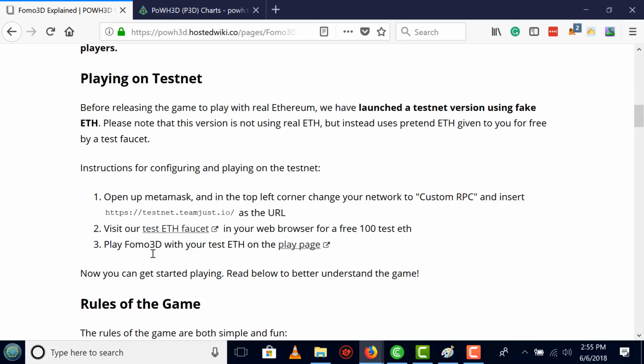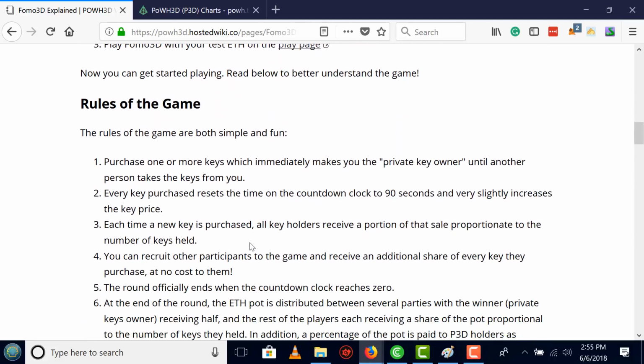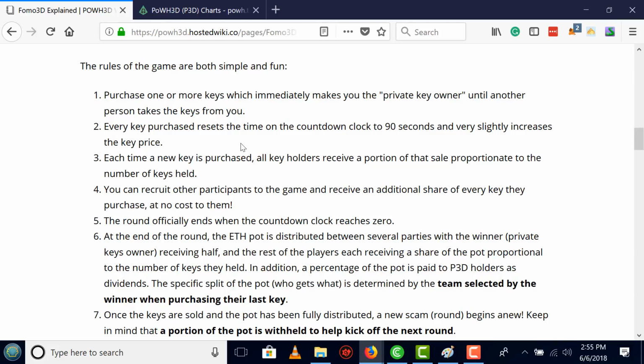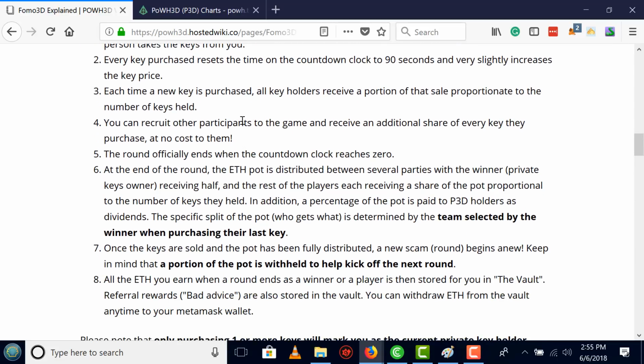This talks about the test net, and tells you how to get access to it. All right, rules of the game. The rules of the game are simple and fun. Purchase one or more keys, which immediately makes you the private key owner until another person takes the keys from you. Every key purchase resets the time on the countdown clock to 90 seconds and slightly increases the key price. Each time a new key is purchased, all key holders receive a portion of that sale proportional to the number of keys held.